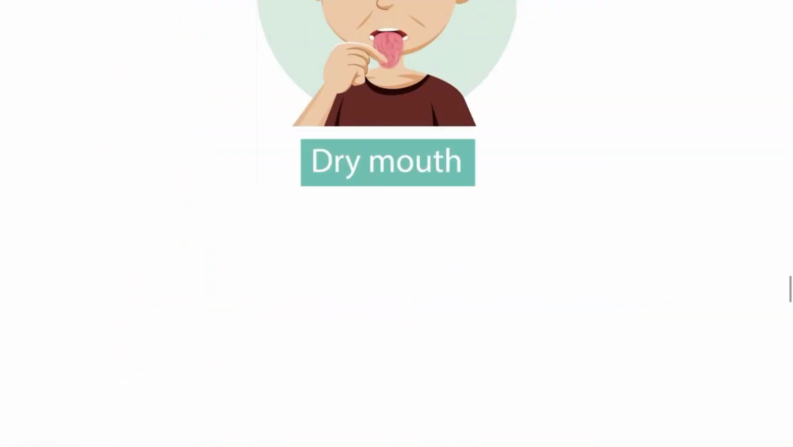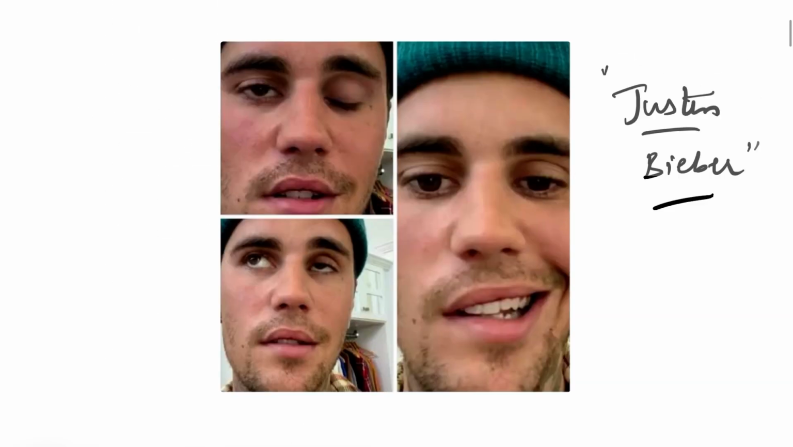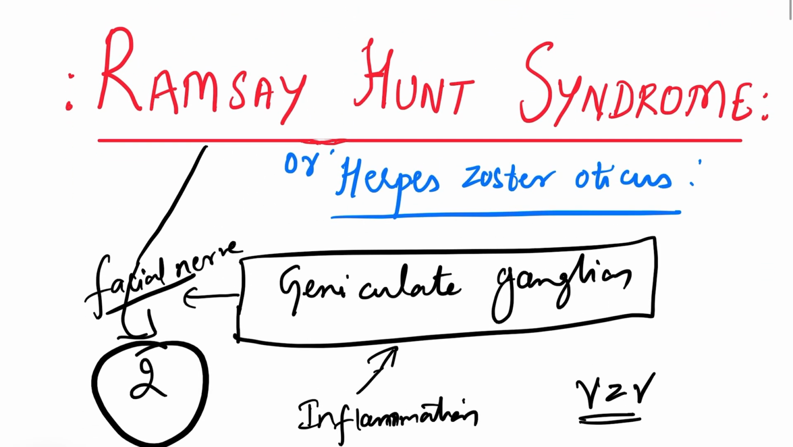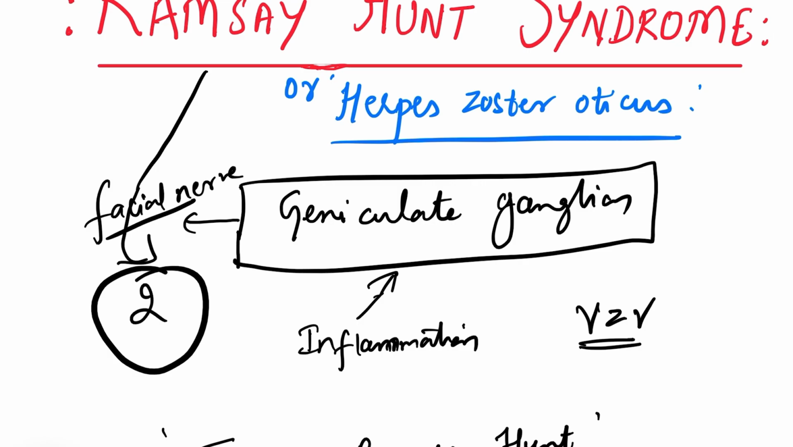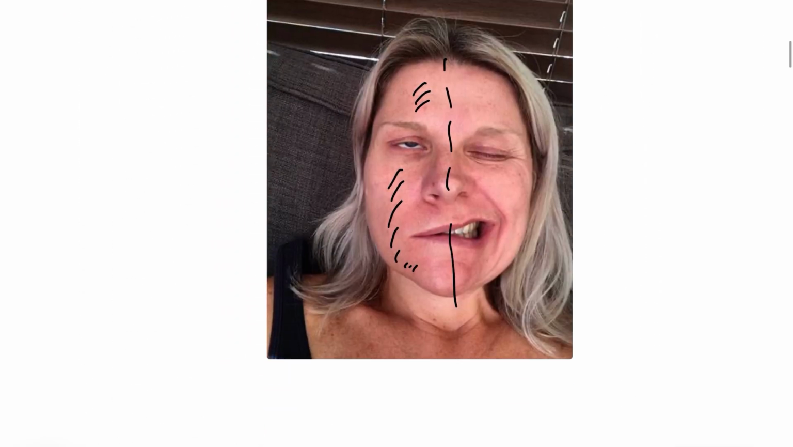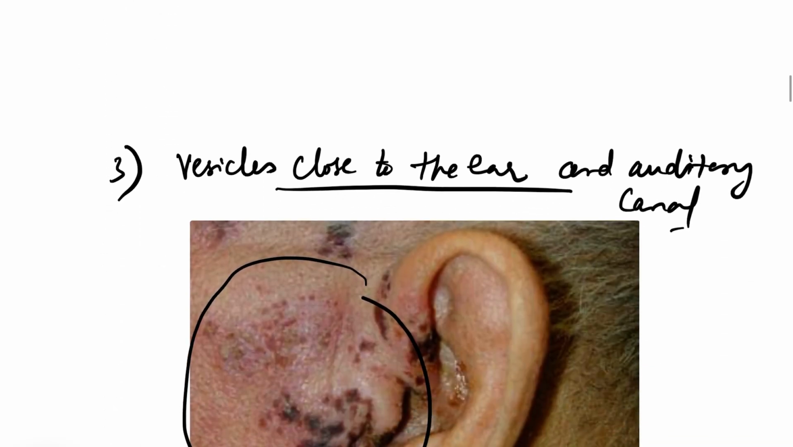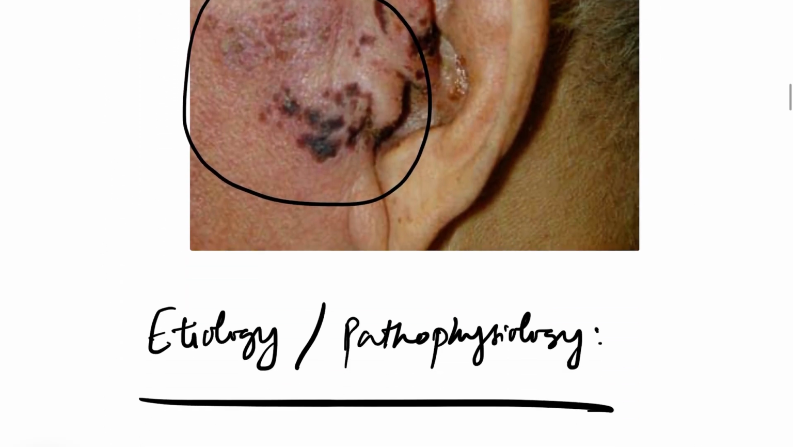So let me revise quickly what we have discussed today. We have discussed the Ramsay Hunt syndrome, also known as herpes zoster oticus. Basically it is the inflammation of the geniculate ganglion of the facial nerve caused by the varicella zoster virus. And what is the classical triad of this? There is facial paralysis, otalgia and vesicles near the ear and auditory canal.